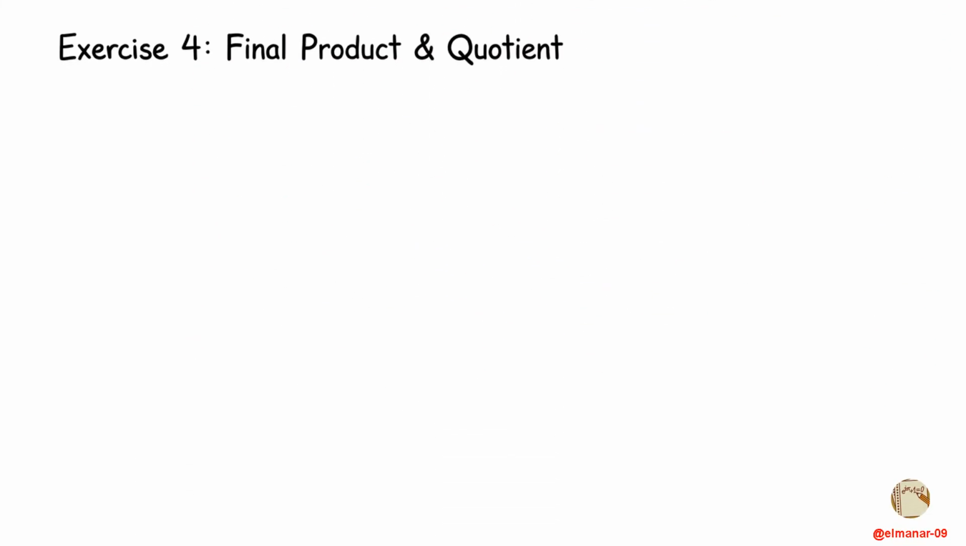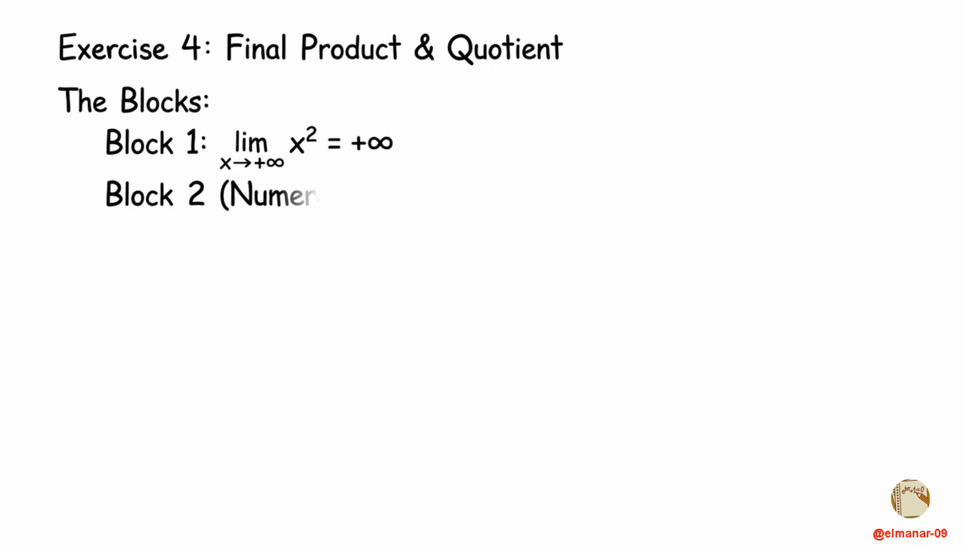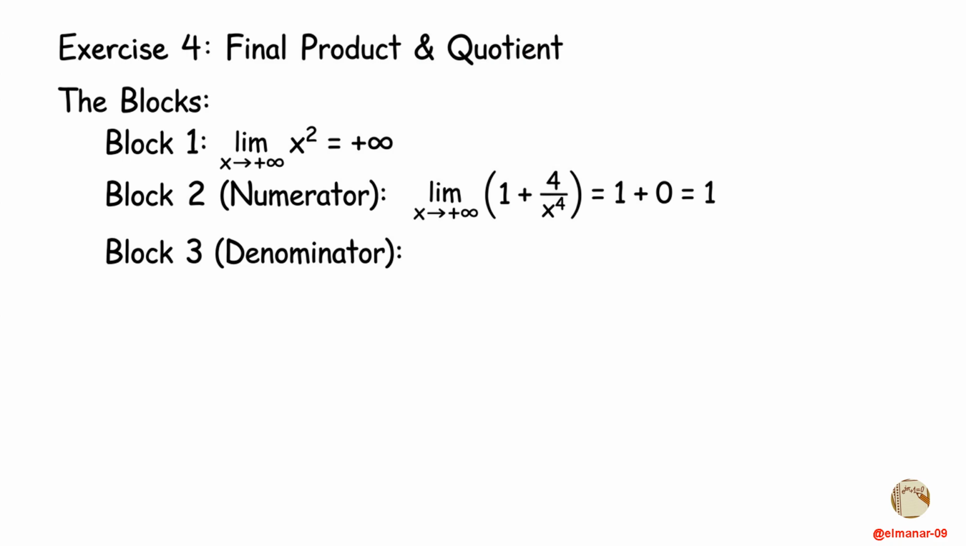Final stretch for exercise 4. Let's assemble our blocks. Block 1 is x squared, which goes to infinity. Block 2 is the numerator part, 1 plus 4 over x to the 4th. Since 4 over infinity is 0, this block just becomes 1. Block 3 is the denominator part, 6 sine of x over x squared plus 3. We just proved the first part goes to 0, so this block becomes 0 plus 3, which is 3.